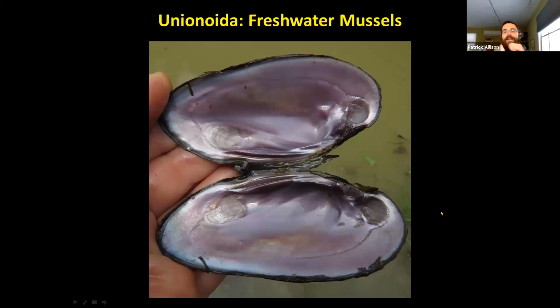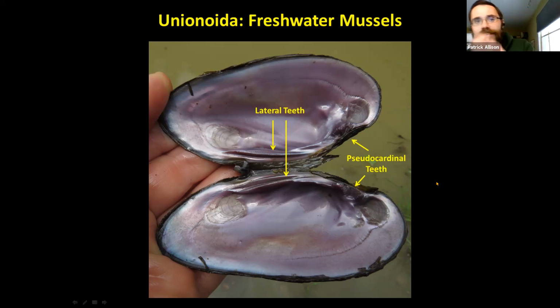Now, when we look at the inside of a freshwater mussel shell and you flip open the entirety of the shell and look inside, you can see the lateral teeth are going to be right up here. And the pseudocardinal teeth are right here on the end. Now, the idea with these teeth, again, we want to keep our mussel shell shut nice and tight. So when the shell closes up, these teeth are going to line up with each other so that they perfectly fit and they help maintain a tight hold around each other so that it's hard to pry the shell open.